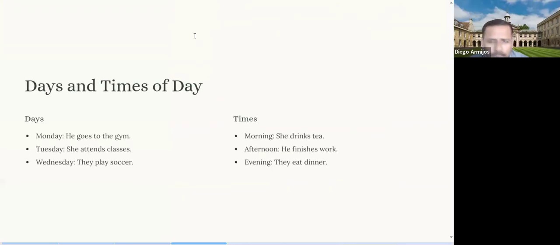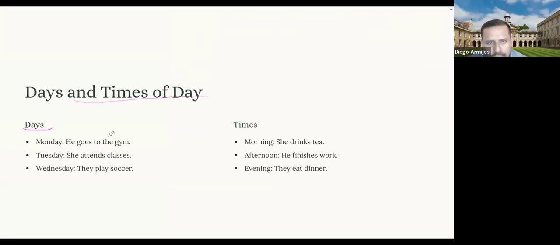Now let's continue. Now I'm gonna talk a little bit about days and times of the day. Days, we have Monday, Tuesday, Wednesday. Times we have morning, afternoon, evening, and there are many different activities that we do during this time, okay? Hay muchas actividades que hacemos durante, por ejemplo, el lunes. ¿Qué hacemos el lunes? Digamos que estamos hablando de alguien de una tercera persona, que sería él.